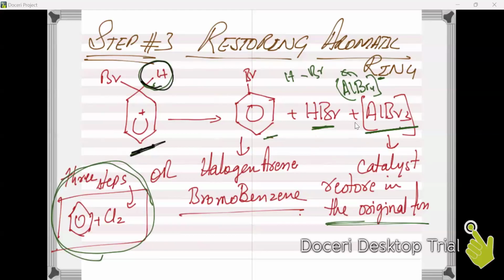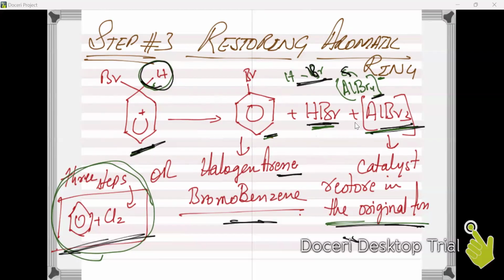Step number 3: from the intermediate, hydrogen will be released. When hydrogen is released, as I told you, aluminum tribromide is not going to keep the bromine for a very long time period. So they release the bromine that they had from the other bromine molecule, and this hydrogen and bromine will be together forever, living happily ever after. And here we will be getting a halogen arene, which can also be called bromobenzene. The catalyst will be restored in its original form, and that's what catalysts are all about. They do participate in the reaction, but they get restored.